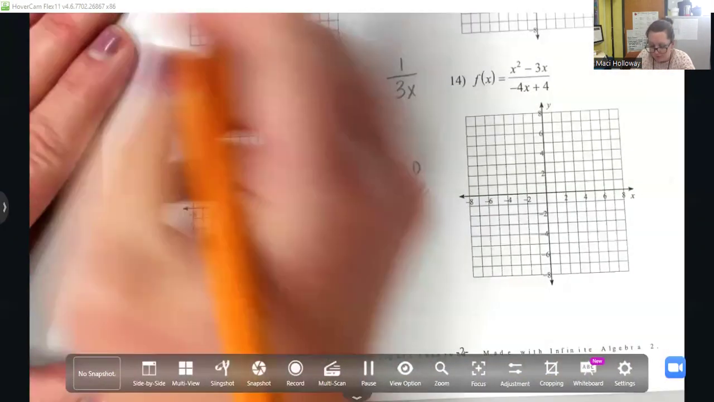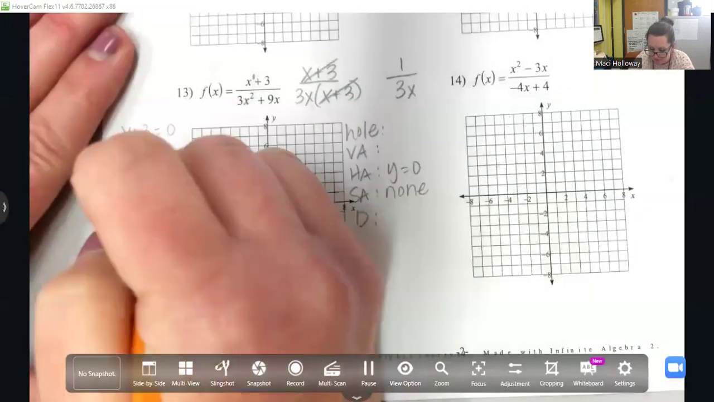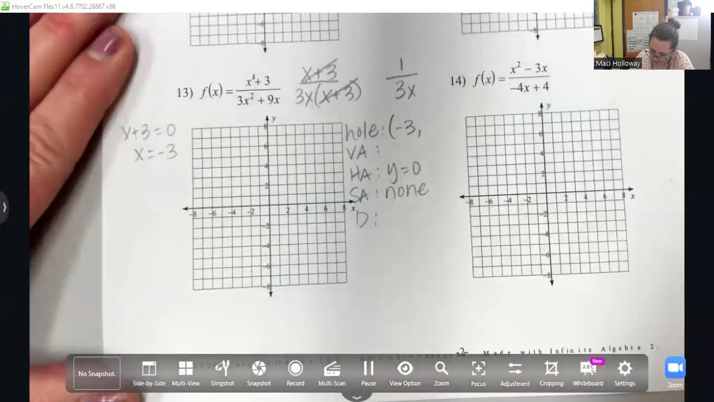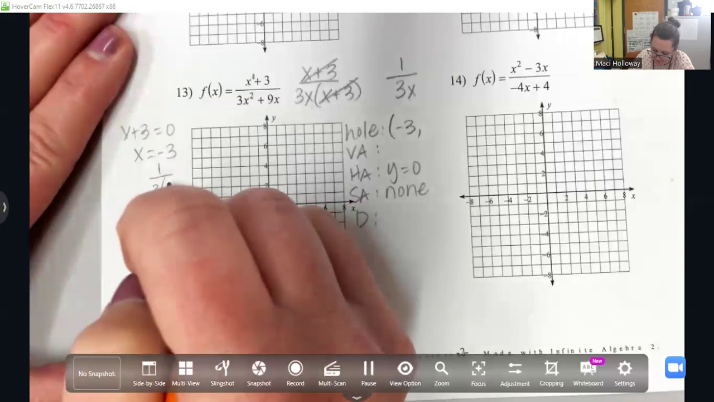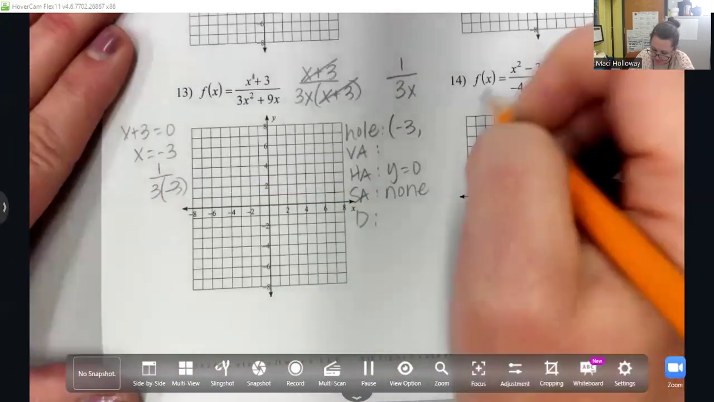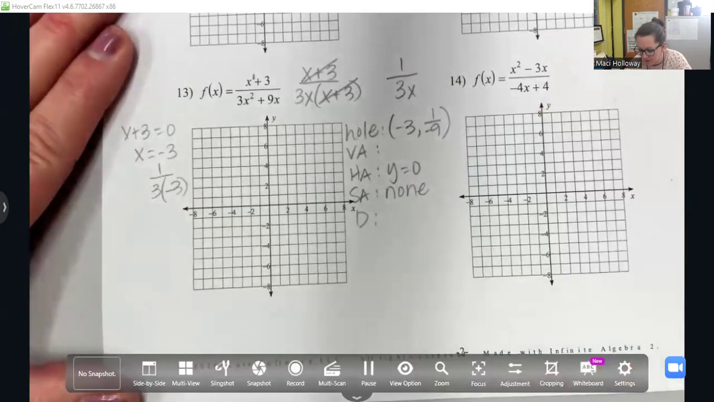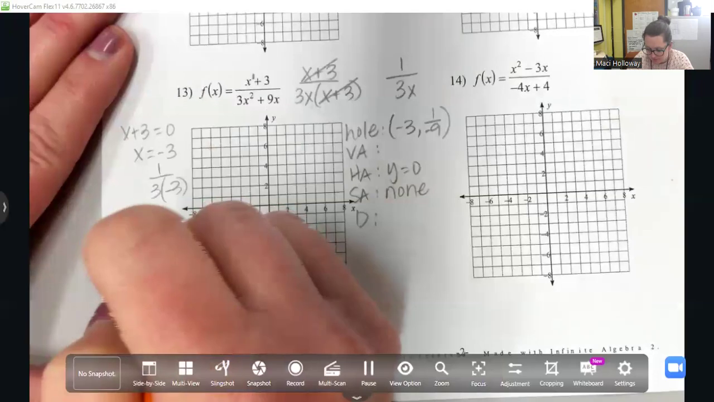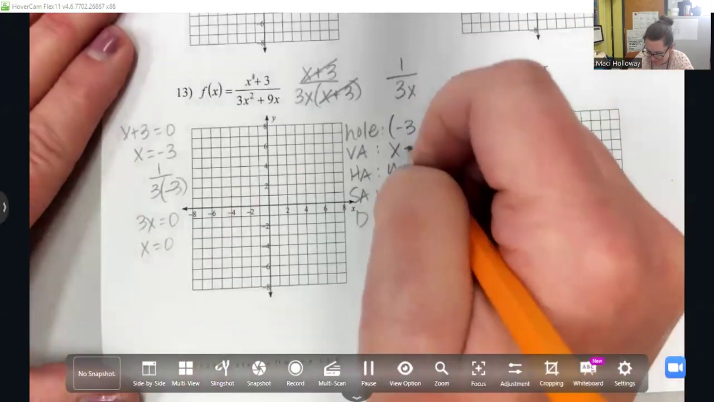So to find the hole, we're going to set our common factor equal to 0. So the x value is -3. And then we're going to plug it back into the simplified form to find the y value, and it's 1 over -9 for the y value. My vertical asymptote is what could not cancel, so it's 3x equals 0, which means x equals 0 for my vertical asymptote.